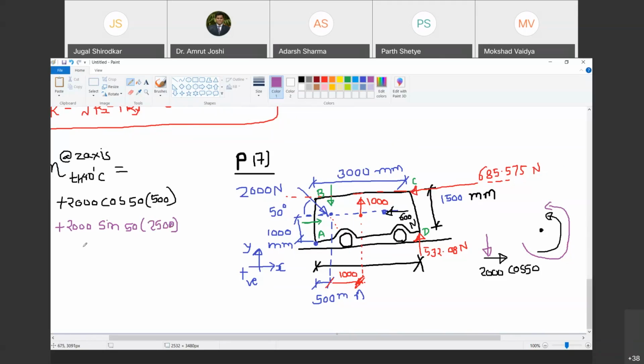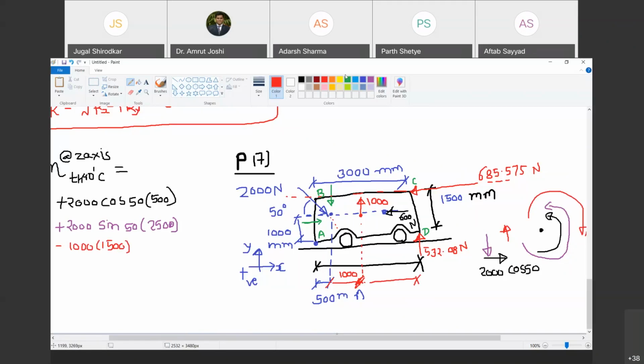Yes, sir. So this force is done. Now what about this 1000? This 1000 is acting somewhere here. So what kind of moment does it produce about C? Clockwise. Do you agree with me? Yes, sir. So minus 1000 multiplied by this distance, how much is it? 1500. 1000 multiplied by 1500.